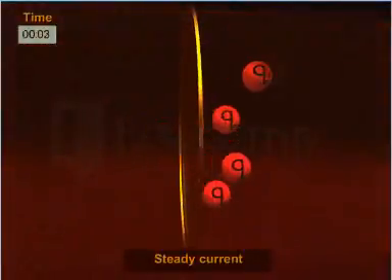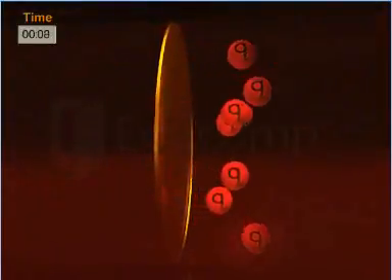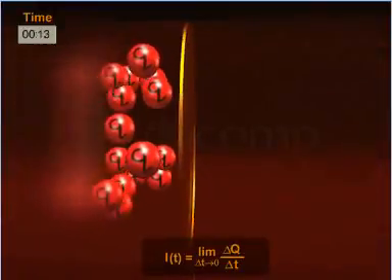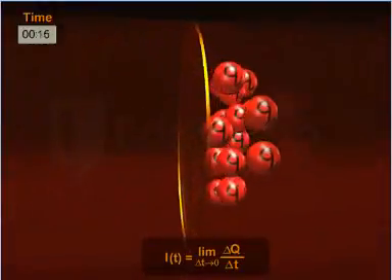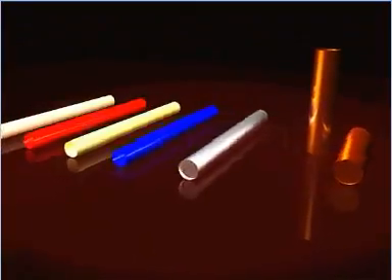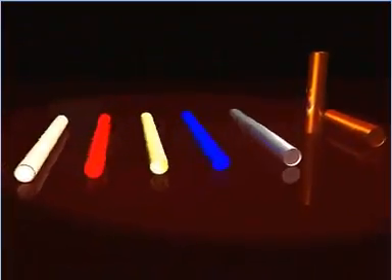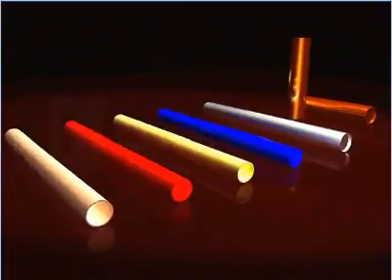Electric current may be steady, that is, constant with time, and it may also be dependent on time. If the rate of flow of charge varies with time, the current at any instant is determined by taking the ratio of delta Q to delta T when time delta T approaches 0. You will now learn about the flow of electric charges in different materials.